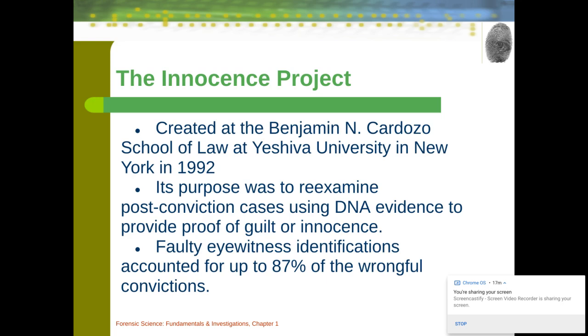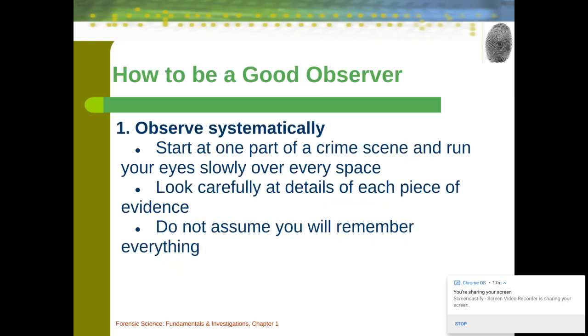So 87% of the wrongful convictions that they have found were people who were put in prison by eyewitness testimony. So eyewitnesses are good, but you have to make sure you're questioning them properly. They're not pressured into anything, and they trust what they say, or what they say lines up with the evidence too.